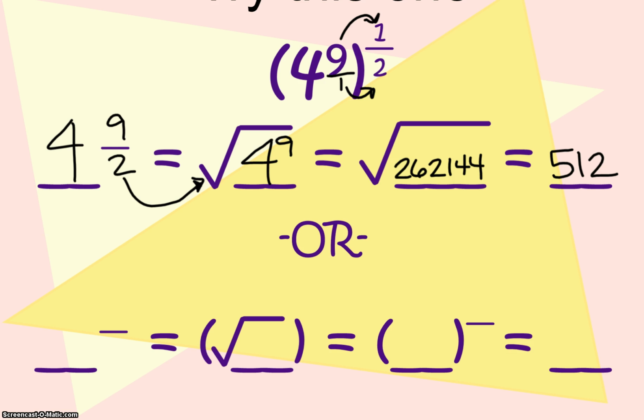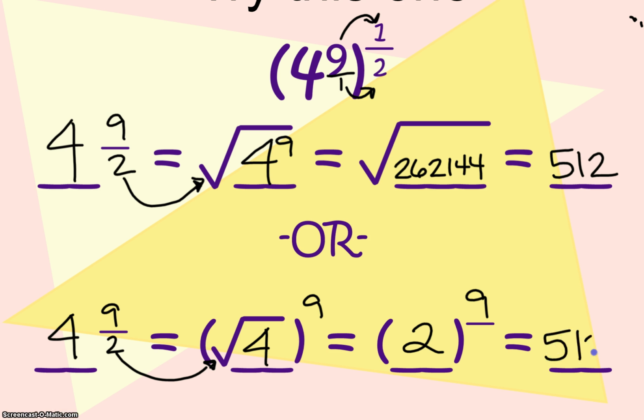Another way to write it is 4 raised to the 9/2. This 2 became your square root. Your base stays 4, but it is now raised to the 9th power because your 9 becomes your exponent. So the square root of 4 equals 2 raised to the 9th power. And if you do that in the calculator, you will get 512.